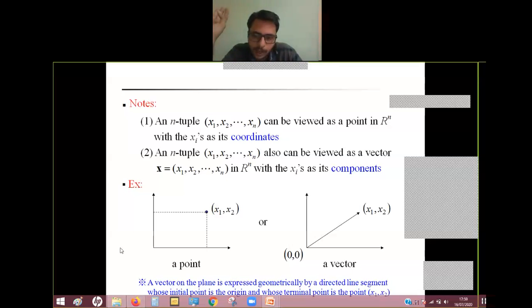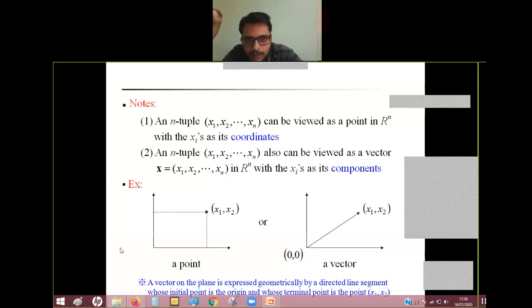Okay, n can have any value. So what value can n have? Let's say in the first case, that is note 1, an n tuple x1, x2 up to xn can be viewed as a point in Rn. In the example, the left hand side diagram is showing you how to view that n tuple as a point.